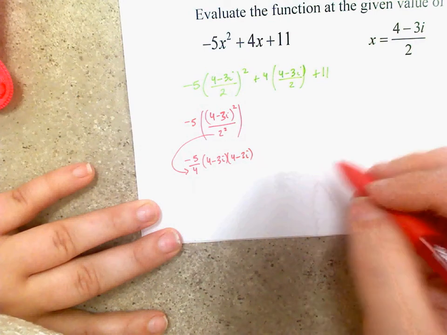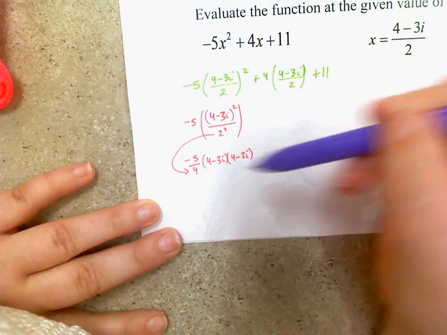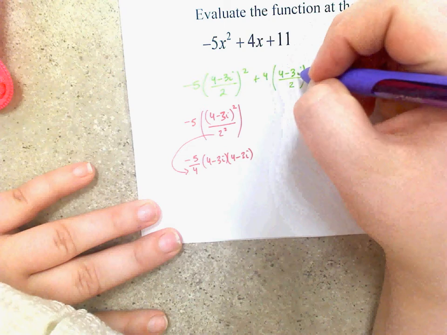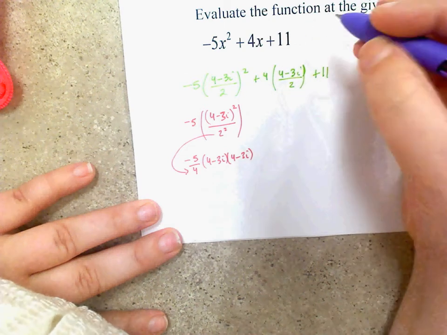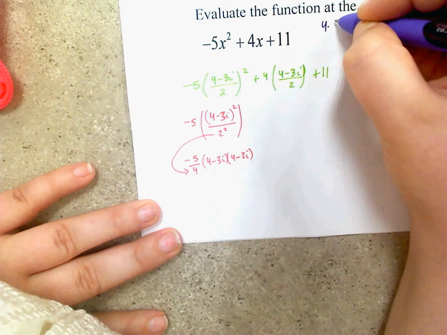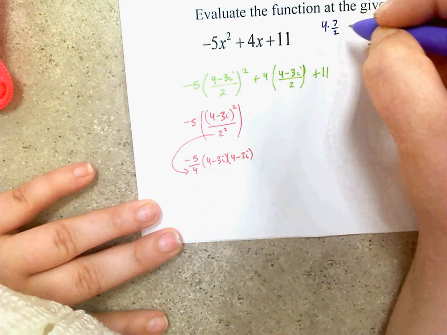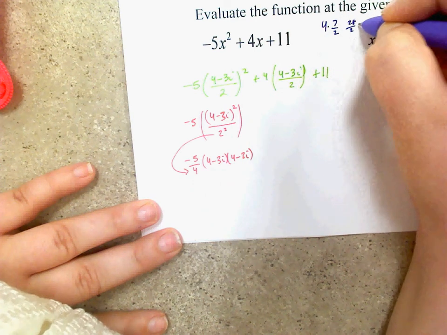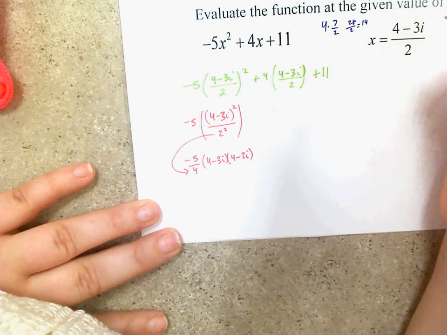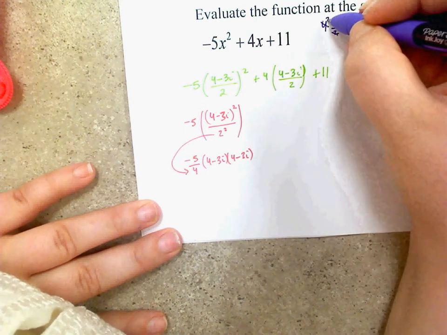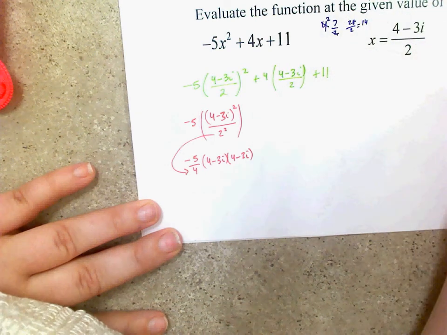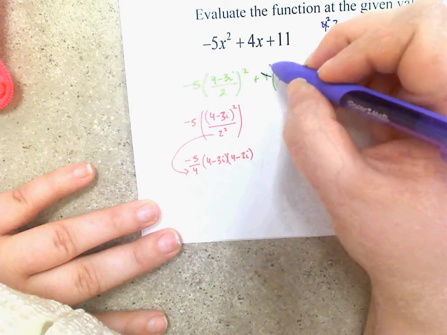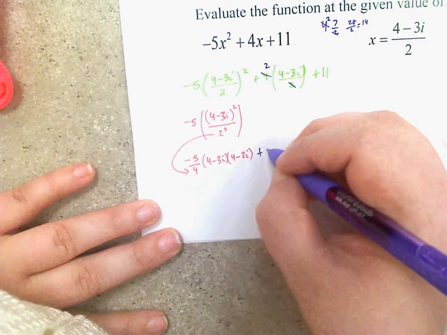I've got 4 times this divided by 2. When you multiply, if I were to multiply 4 times 7 over 2, that's 28 halves, or just 14, which I could figure out by just saying 4 divided by 2 is 2, and 2 times 7 is 14. So I'm going to simplify first. 4 divided by 2 is 2, so I'm really just saying plus 2 times 4 minus 3i, and then plus 11.